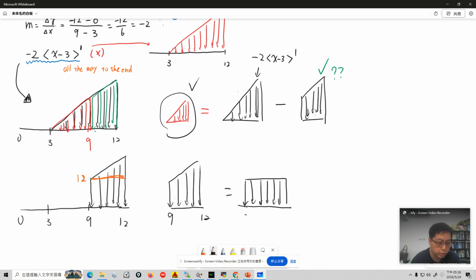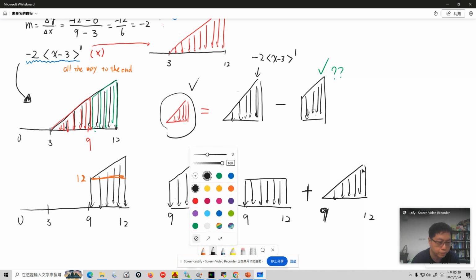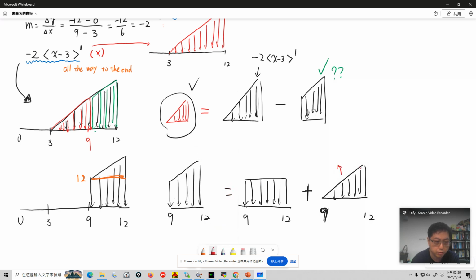Here it goes from 9 to 12, 12, and we add this triangle distributed load, and it goes all the way to the end. The slope here is also -2, because the slope does not change. And here the height is 12.